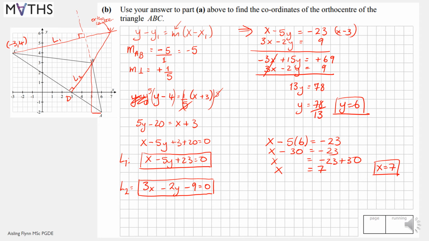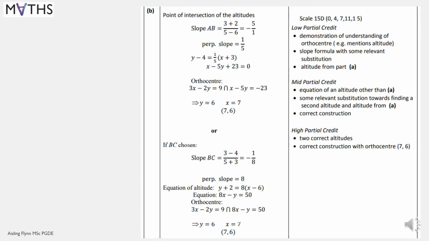Okay, and so the orthocenter of the triangle ABC, where they intersect, is 7, 6. Let's check our marking scheme. We have to get the point of intersection of the altitudes, which is what those perpendicular lines are called. We got the slope of AB, we got our perpendicular slope, we got our equation of that line, we did our intersection, which was our simultaneous equations, and there we got that. You could have of course chosen the other point and its altitude or perpendicular line.